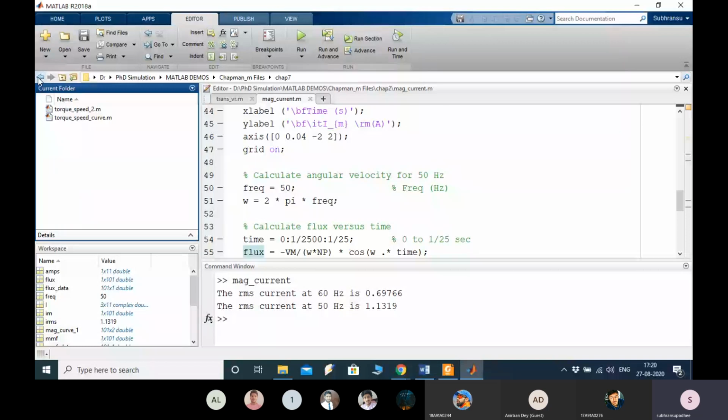Yesterday we saw the torque speed characteristics. You can always see the terminal characteristics and all.